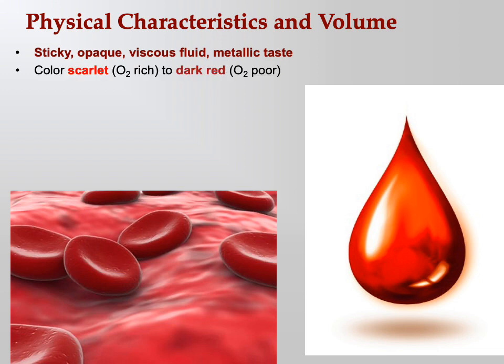It's scarlet, normally. That's when it's oxygen rich. It's dark red when it's oxygen poor. So venous blood is normally dark red. Arterial blood is the bright red. Most of you have probably never seen arterial blood. Even in really bad cuts and injuries and stuff like that, you're mostly seeing venous blood. If you cut an artery, you'll know, because blood will actually be squirting out of the artery.